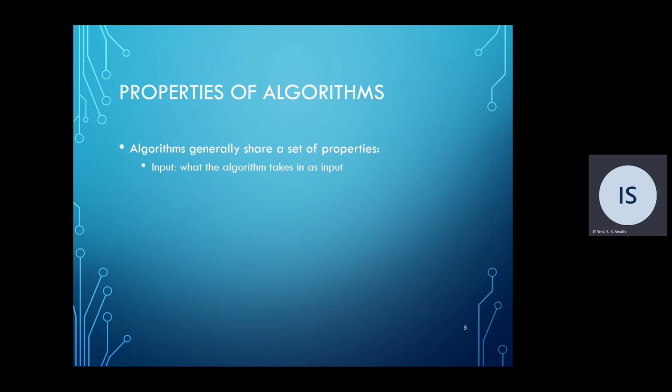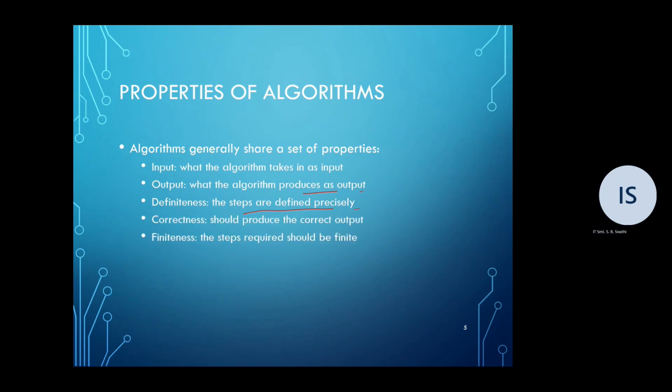And properties of algorithms. An algorithm takes some input and it produces an output. And the steps in acquiring the output are written in a very precise manner. And the algorithm is a valid algorithm if it produces a correct output. When the output is correct, you can say that whatever steps you have written are all the correct steps.